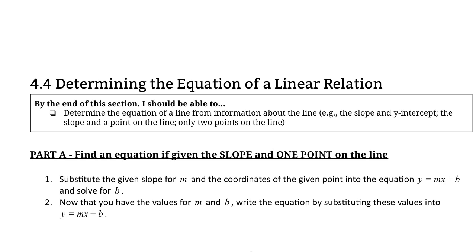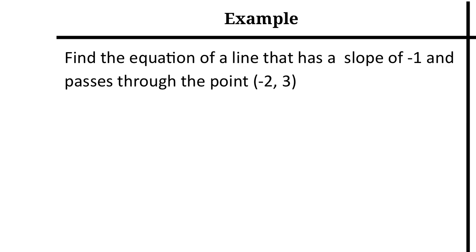the first thing we're going to do is substitute the given slope in the place of m in our equation template, and the coordinates of our given point are going to go in the spots of y and x. And once we plug all of those pieces of information in, we can solve or isolate for b, the y-intercept. Once you have the values for slope and your y-intercept, you can come up with your final equation by substituting these values into the equation template. So let's give it a try.